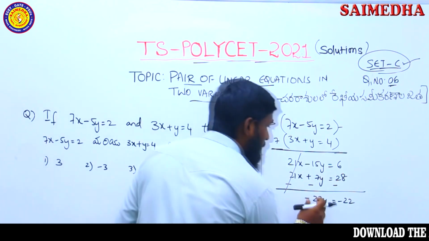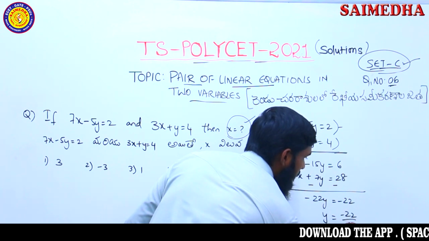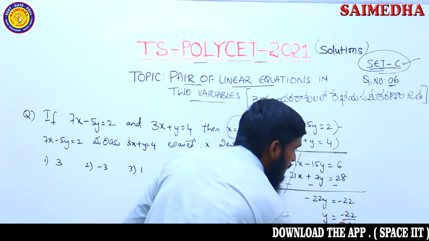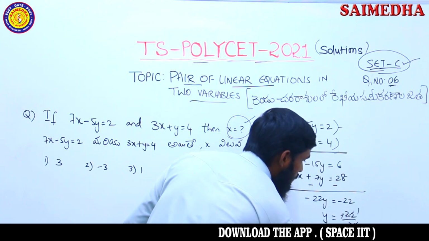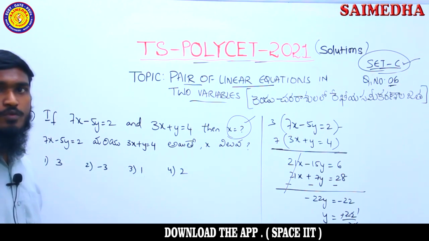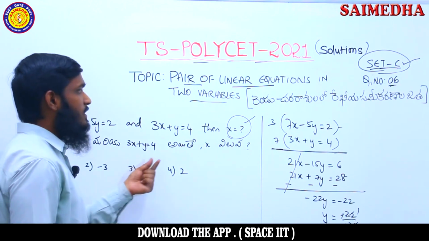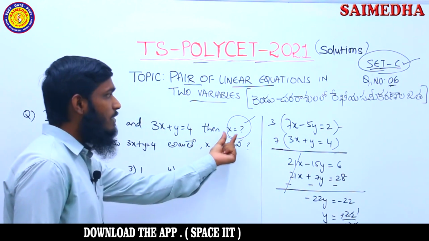When we are sending this minus 22 to the other side, we will get the y value, as after cancelling this one, minus minus gets cancelled, 22 ones are 22, so y is equals to 1. So we got the value of y, it is equals to 1. But what we have to find in the question? We have to find the value of x.